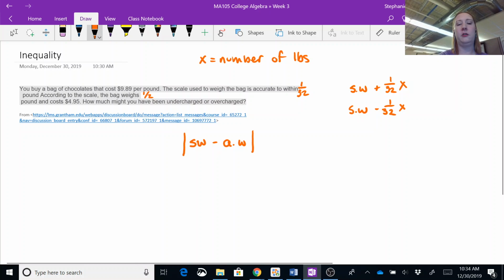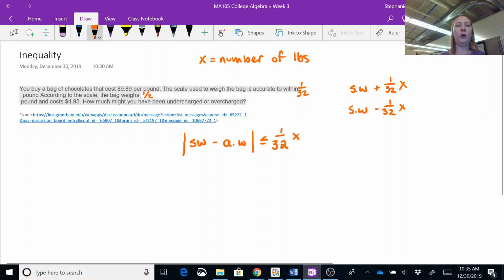If the scale weight is overestimating, it would be a positive difference. If it is underestimating, it's going to be a negative difference. So if we take the absolute value, the difference between the two is either positive or negative, but it's going to be accurate within 1/32 of a pound. So that difference should be less than or equal to 1/32. That shows how the scale works and how you can use an absolute value there. The difference needs to be under that threshold.